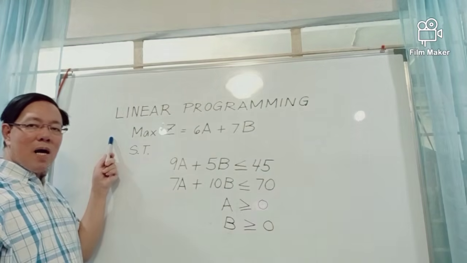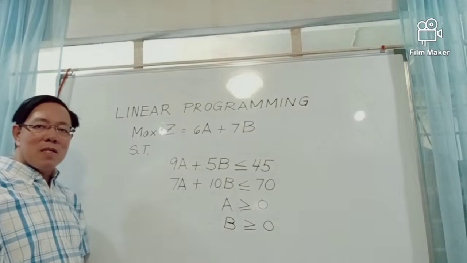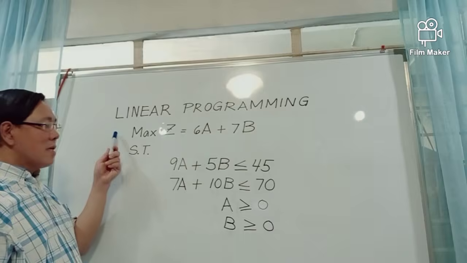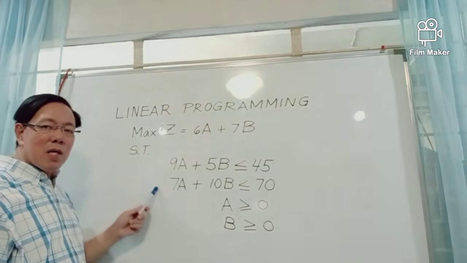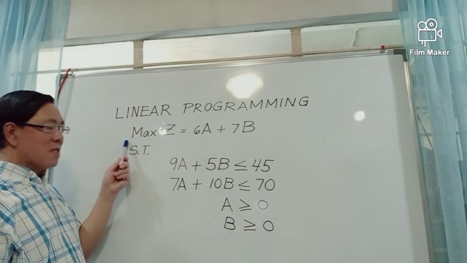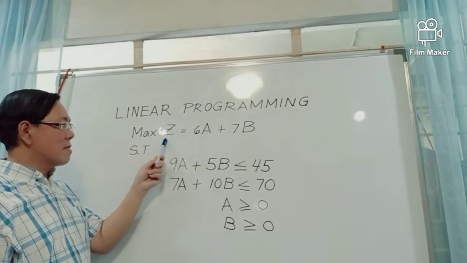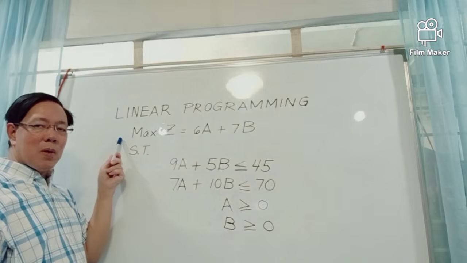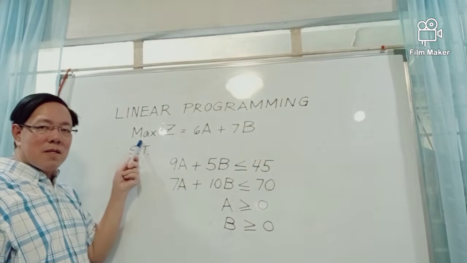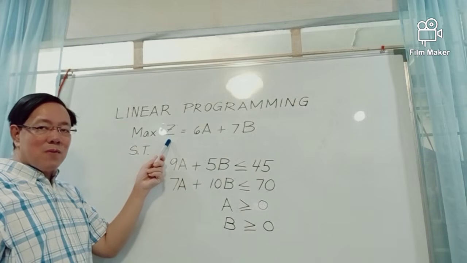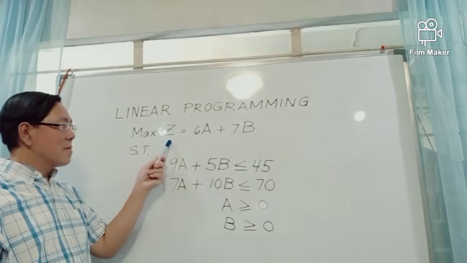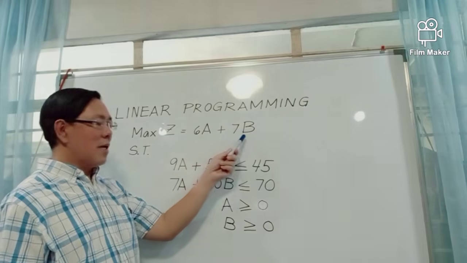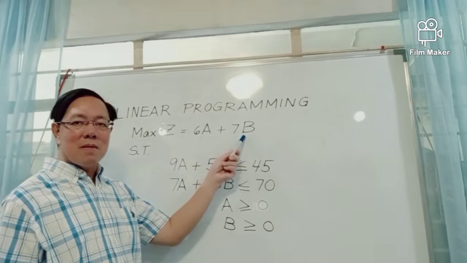A linear program has three components. The first component is the objective function. In this example, the objective function is given by this function. Our objective in this linear program is to maximize Z. We want to find the maximum value of Z, and Z is a function of two variables, A and B.